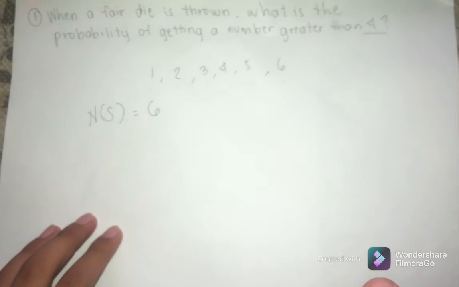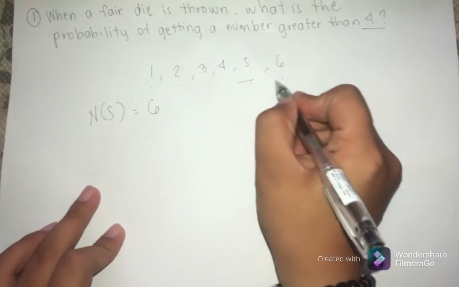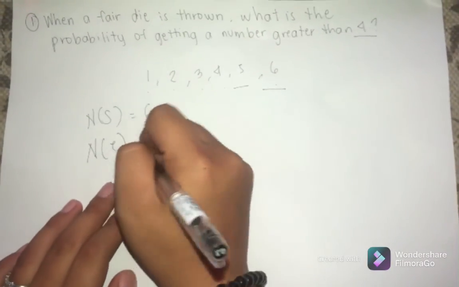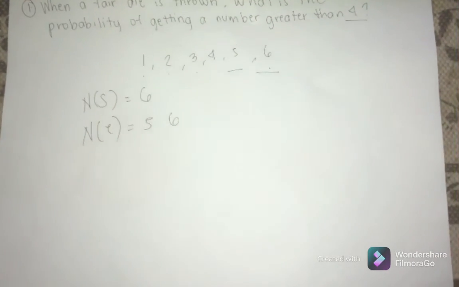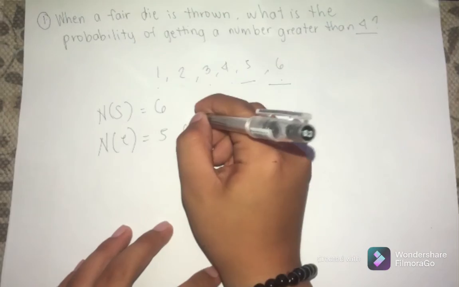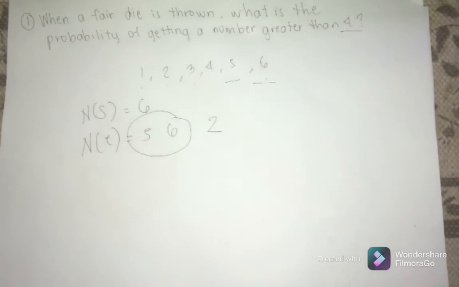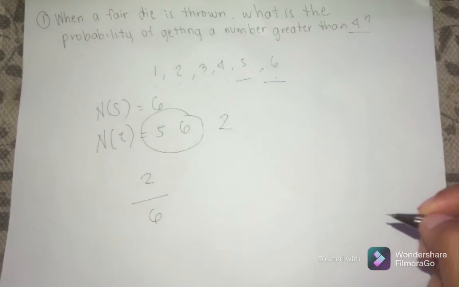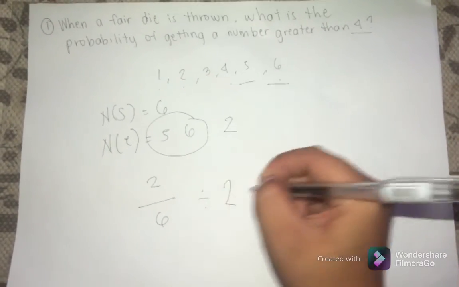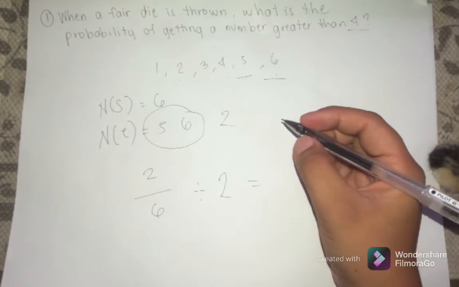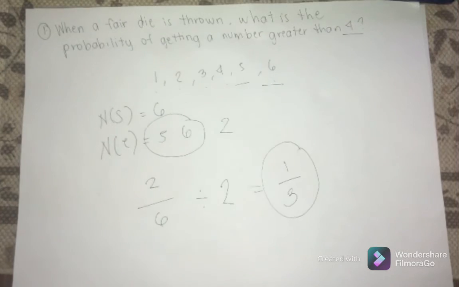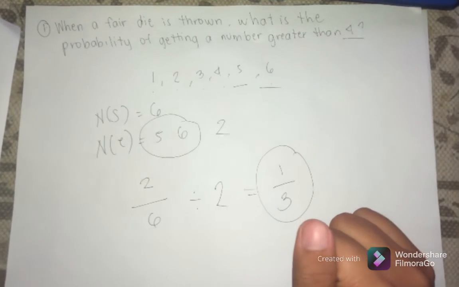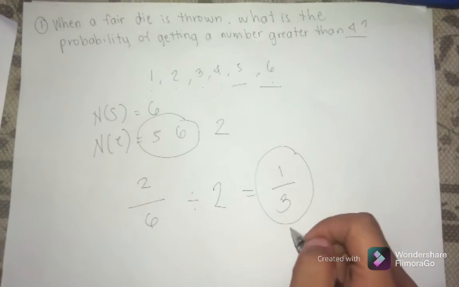In 1 to 6, what are the numbers that are greater than 4? It is 5 and 6. So n(E) is 2. Now, to solve for the probability, we have 2 over 6, and they are both divisible by 2. Simplifying the answer, it equals 1/3. There are 3 ways to express the probability: a fraction, a decimal, or a percentage. In our case, we will use fractions.